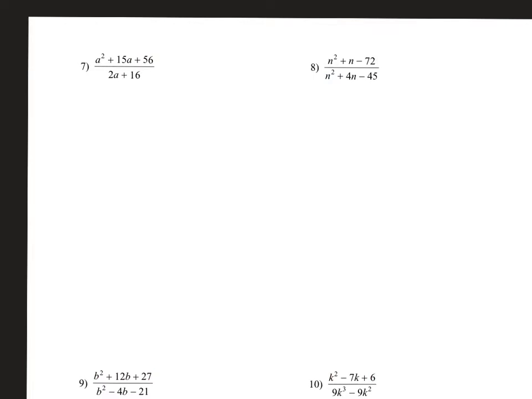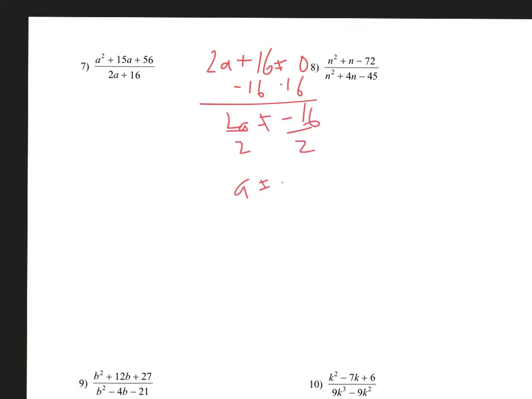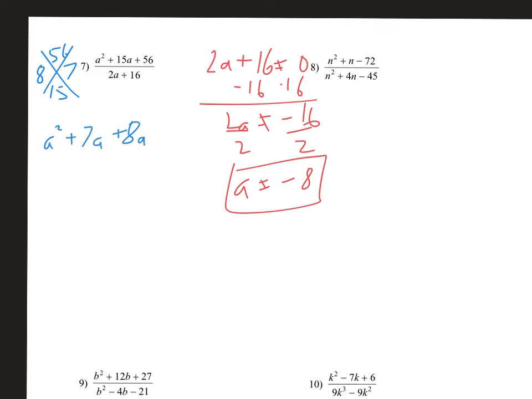All right, next up we got number 7 here. So for this one, we'll start off our excluded values. We're going to say the denominator cannot equal 0. So if I subtract the 16, we have 2a cannot equal negative 16. Divide by 2, a cannot equal negative 8. So that's my excluded value there. I have to factor the numerator now. So I'm going to do a times c up top and b on bottom. So thinking of two numbers that multiply to 56 and add to 15, I think those numbers would be 8 and 7. So I need to rewrite that middle term. I'm going to rewrite a squared, and then I'm going to split up the 15a as 8a and 7a, whatever order you want. Now I'm going to do my grouping here.